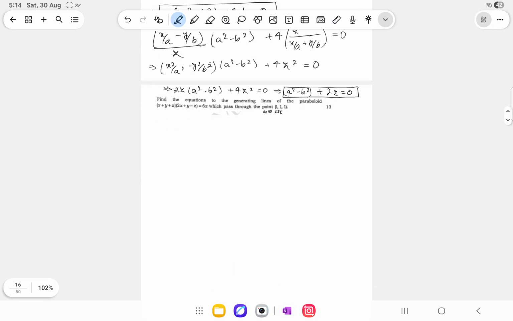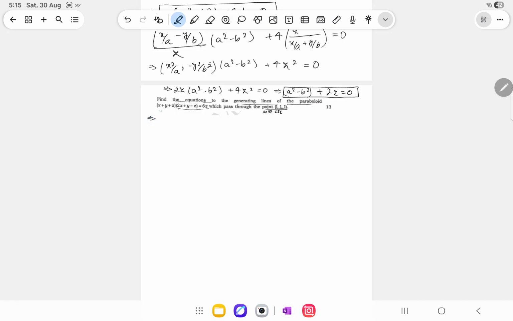So let's move on to the next question. The next question says to find the equations of the generating lines of this paraboloid, where the generating lines pass via 1, 1, 1. So it is similar to the previous question number 1 that we have solved. The difference is that they have given us an elliptic paraboloid, I guess. So let us solve this.